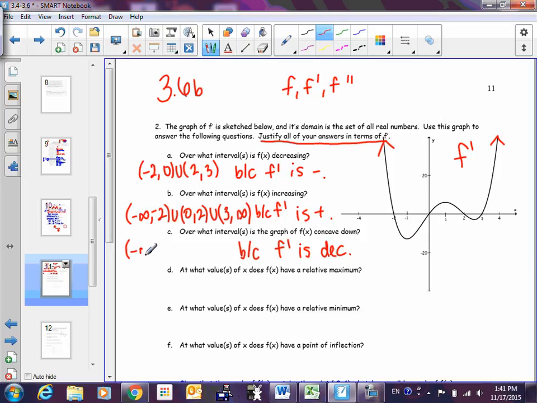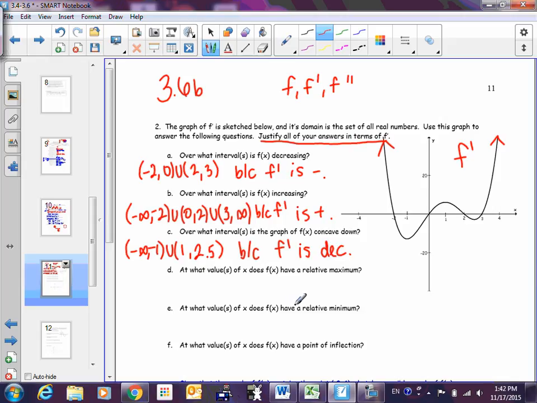So that would be negative infinity to, where would we stop decreasing? Negative 1. So we'd stop at that relative min, and then we'd pick back up at the relative max, 1, and go all the way down to 2.5. All right, so this problem is not asking you for concave up, but do you understand how you would find it? What would you be looking for on this picture? Where this picture is increasing.